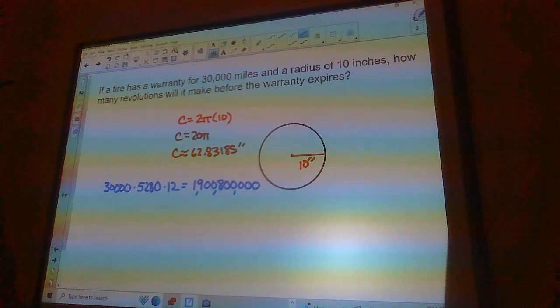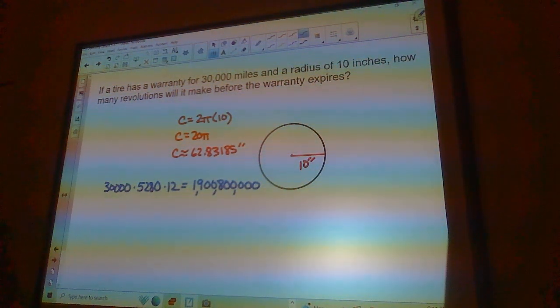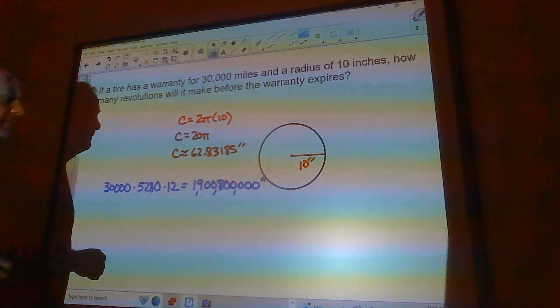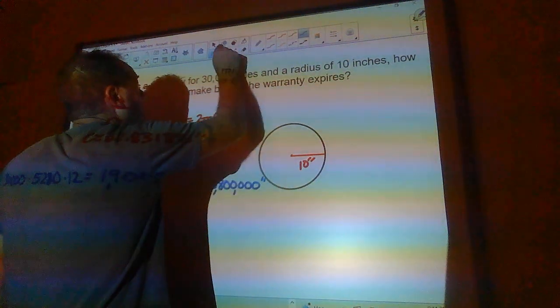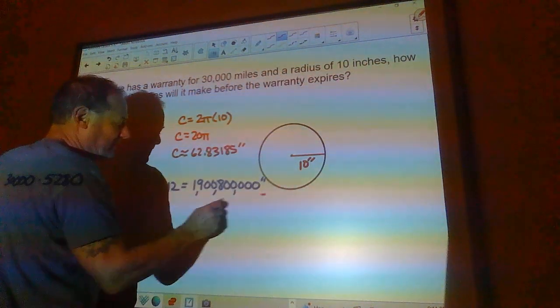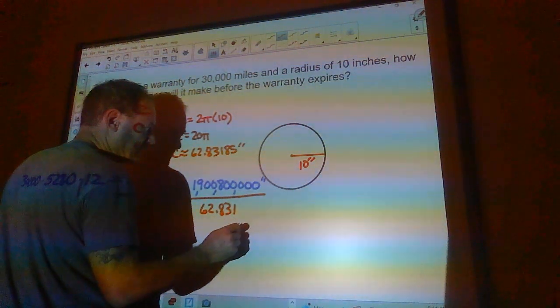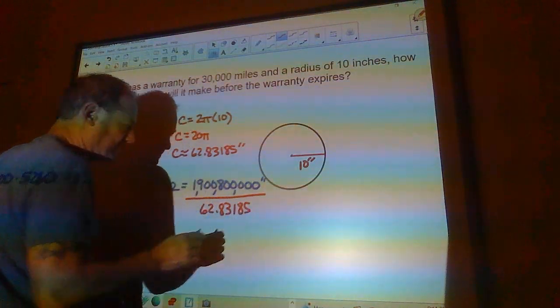Okay, so that tire will be under warranty for 1,900,800,000 inches. Now I just got to take this and divide it by that. So I'll take this, divide it by 62.83185.